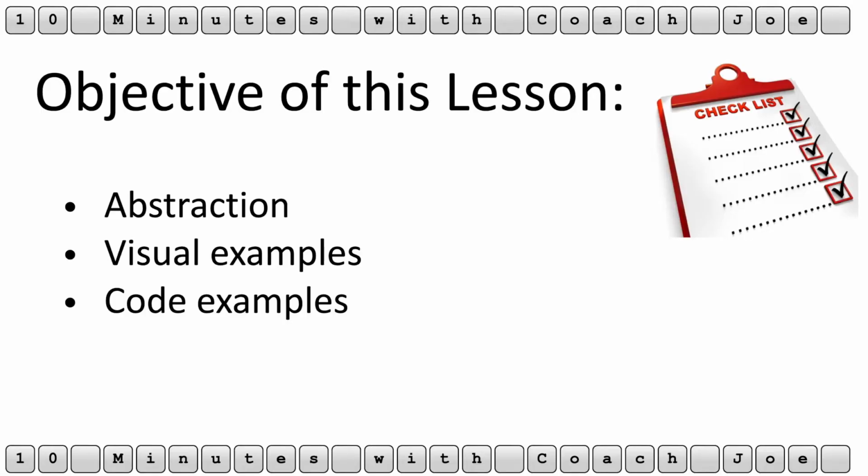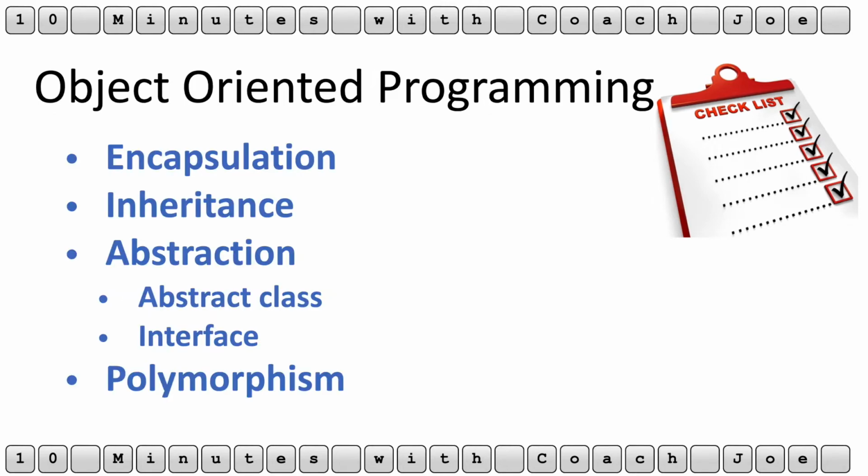In this lesson, we will review abstraction, one of the major building blocks to object-oriented programming, along with how it works and some examples. Object-oriented programming is about creating objects that contain both data and methods. The four building blocks for object-oriented programming are encapsulation, inheritance, abstraction, and polymorphism. In this lesson, we'll focus on abstraction.